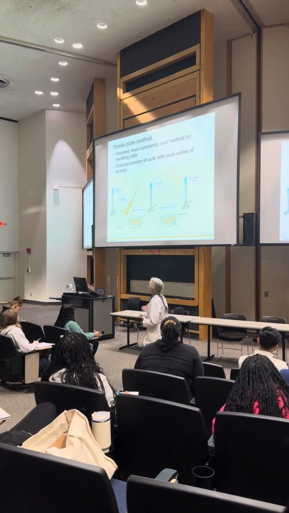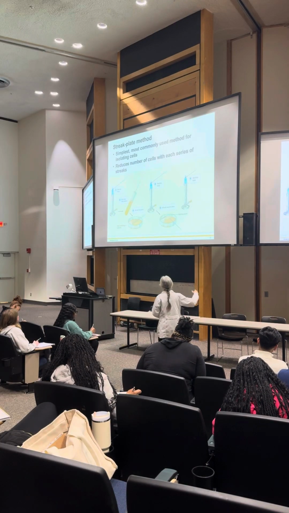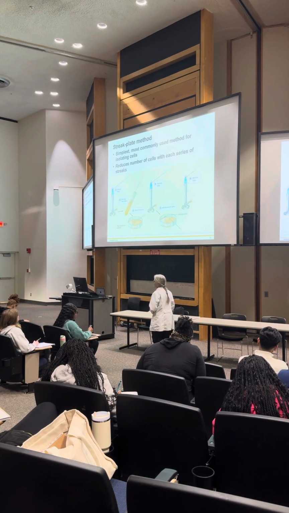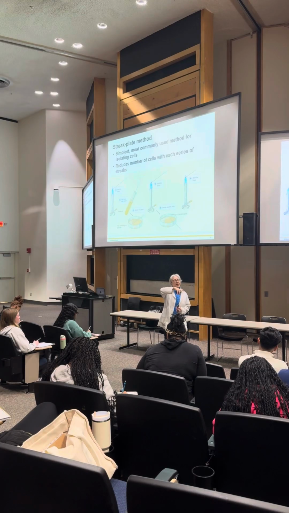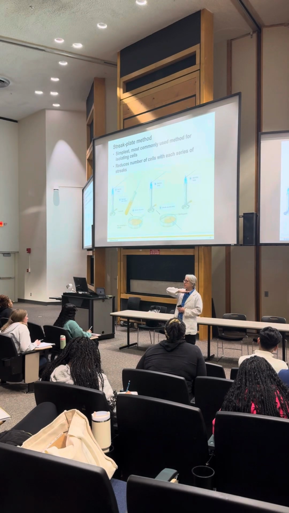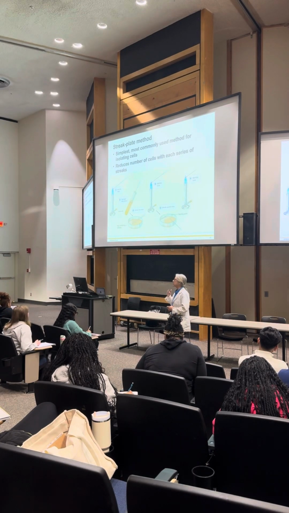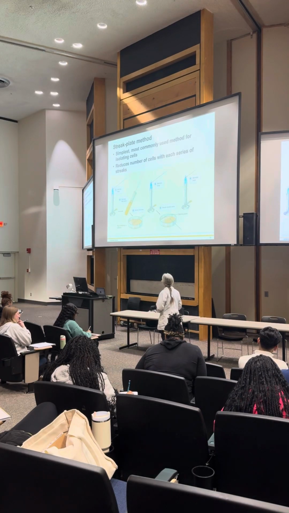So what you're trying to do is reduce the number of cells that you have. If you just put it on there once, you're going to get so much microbial growth you can't count it. So you just do the streak plate method so that you can reduce the number of cells as you go along.